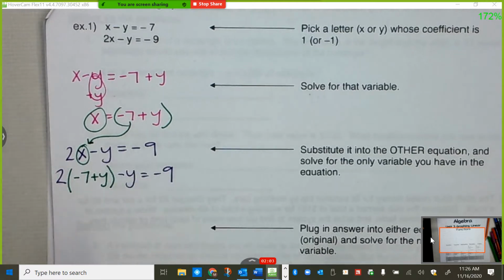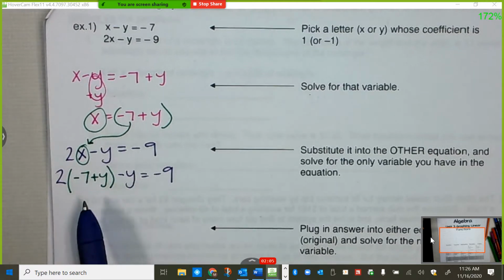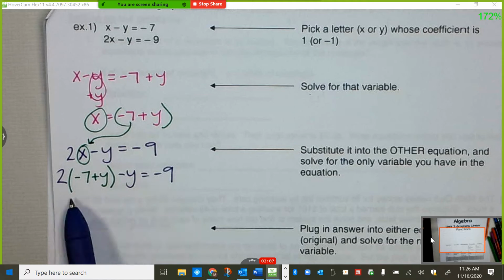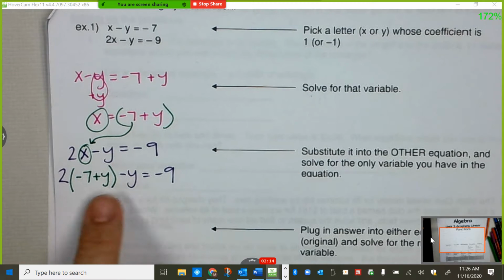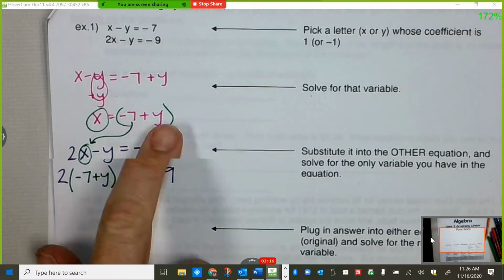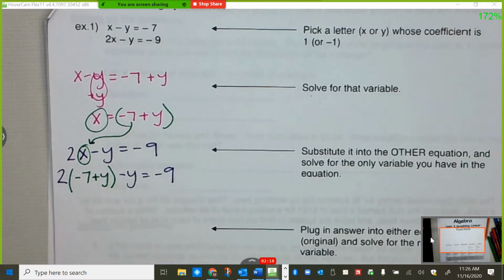Now, a good quick check is after you substitute, you should have only one letter left. See how I only have 2 y's? It's one letter, okay? I know it's in 2 different places, but it's the same letter, okay? I no longer have an x and a y that I cannot combine. So now we solve for y.